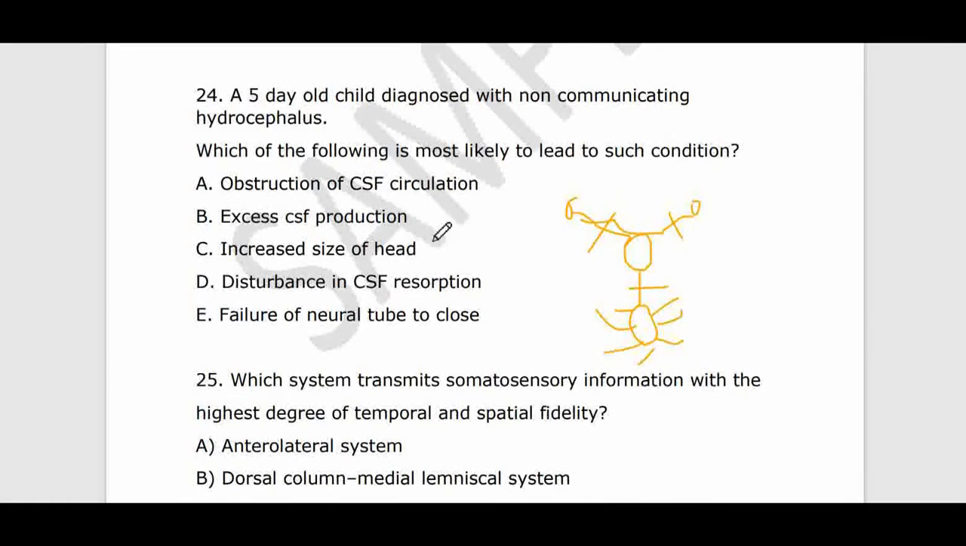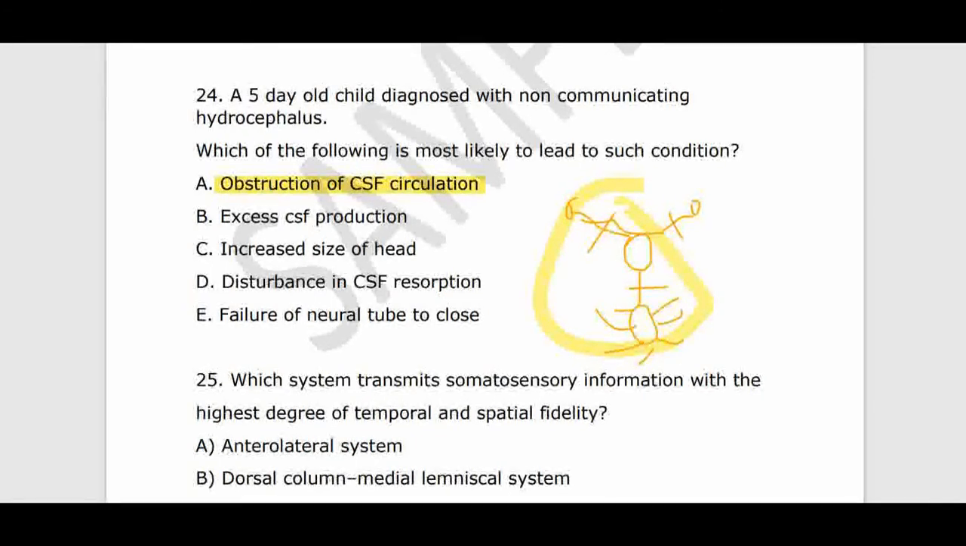So a 5-day-old child diagnosed with non-communicating hydrocephalus means an obstruction of CSF, so what most likely leads to the condition will be obstruction of CSF circulation. Excess production, no. Increased size of head does not concern us. Failure of the neural tube to close also does not concern us in this question. So we stick with this, but you need to be more detailed on it, and that's the explanation here.